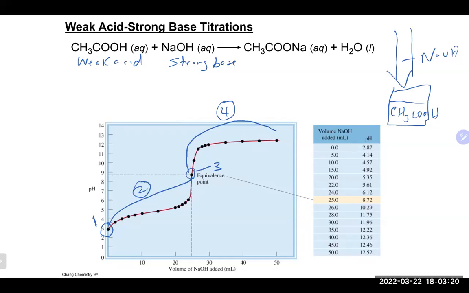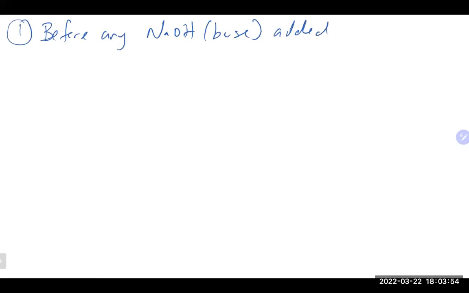So we have similar types of calculations and really the same sort of 4 points. But this type of titration is a little bit different in terms of how we get to our pHs. So let us go through each of these parts and see how we get there. We're going to start at the very first point, which is before any sodium hydroxide, or base in this case, is added.